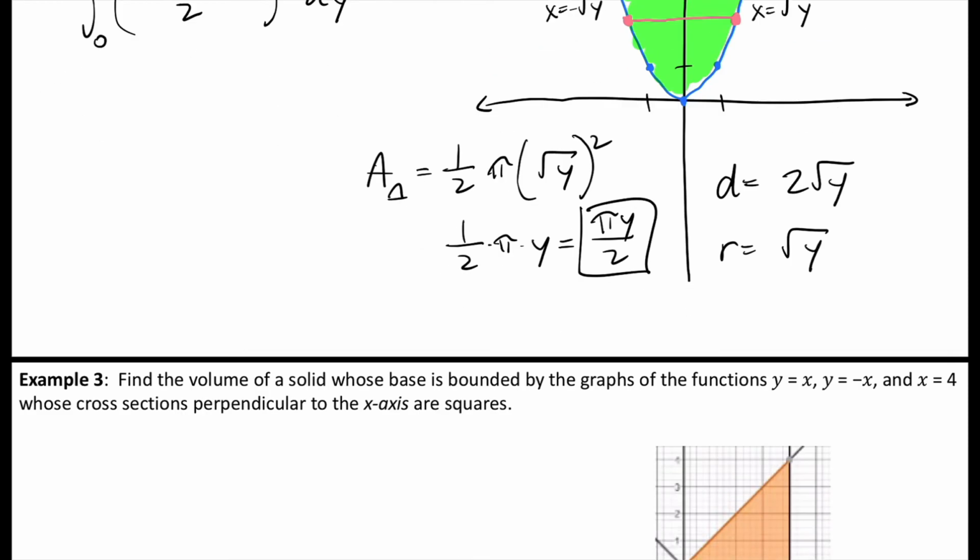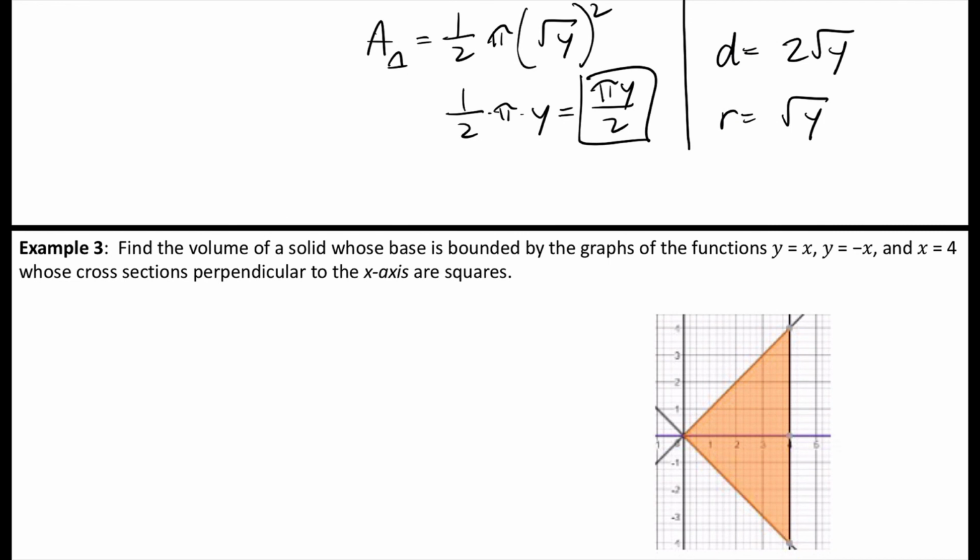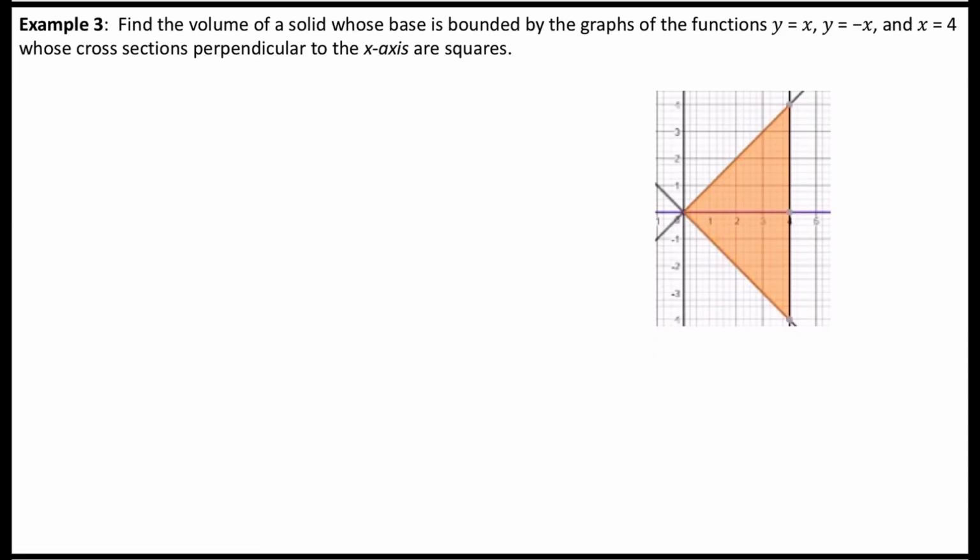All right, we got time for one more. I want you to do number 3 on your own. It should be the last one on your page, the back page. I want you to do this one on your own. I'll give you about 5-7 minutes-ish. The picture's already drawn for you, so you don't have to draw a picture.